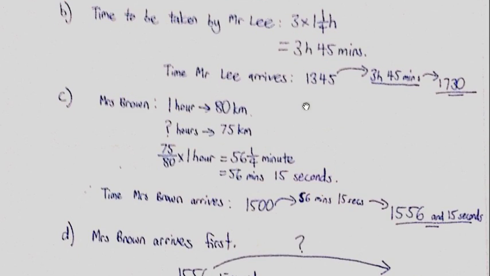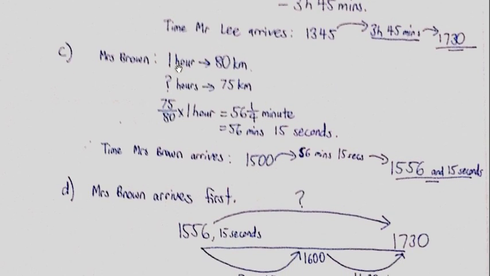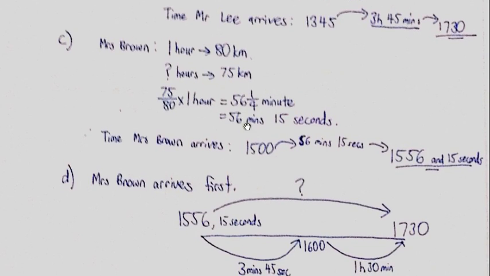Brown's speed, which is 80 kilometers per hour. Therefore, in 1 hour, Mrs. Brown would travel 80 kilometers. However, we want to know how much time she will require to travel only the remaining 75 kilometers. Therefore, the time taken will be 75 out of 80 times 1 hour, giving us 56 1/4 minutes, which works out to 56 minutes and 15 seconds.